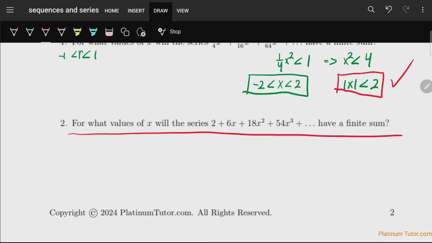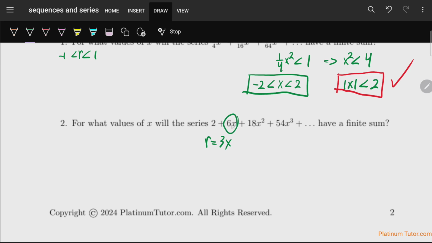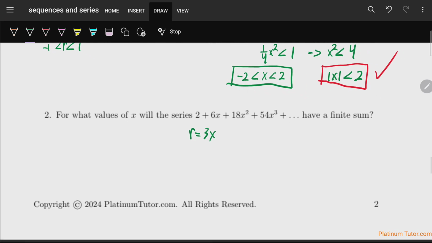It says, for what value of x will the series 2 plus 6x and so on have a finite sum? So same idea. Let's find the common ratio. So from 2 to 6x, it looks like we are being multiplied by 3x. Okay, let's test that out. 6x times 3x would give us 18x squared. So this seems to be the correct common ratio. And again here, I want this common ratio, 3x, to be between -1 and 1.